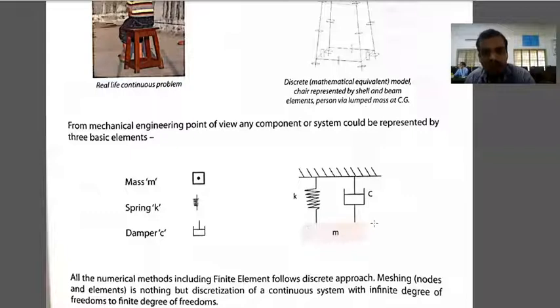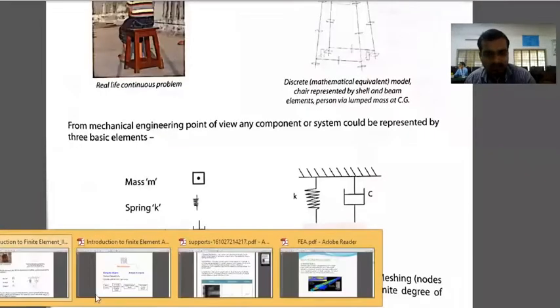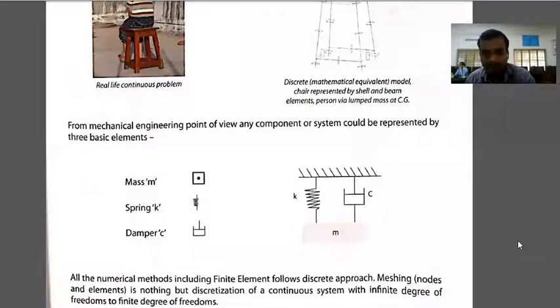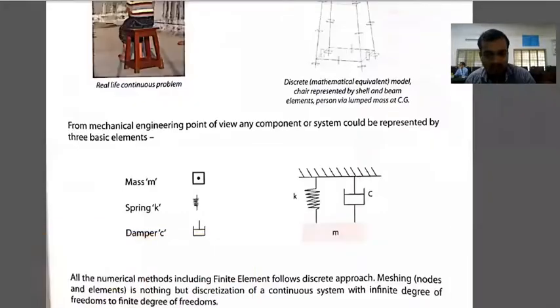It's a differential equation. How? One minute. Actually 3 to 4 people are in the waiting room, so that's why. Okay, at the same time I have to admit them, so that's why.